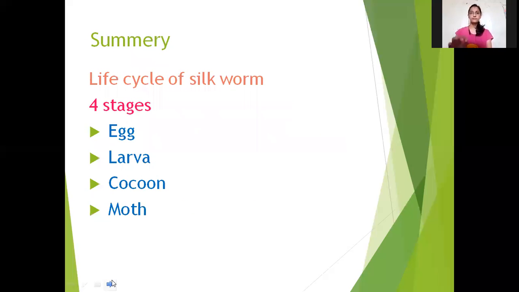So, in today's session, we learned about life cycle of silkworm. There are 4 stages in life cycle of silkworm. First one is egg, second one is larva, third one is cocoon, and fourth one is moth.